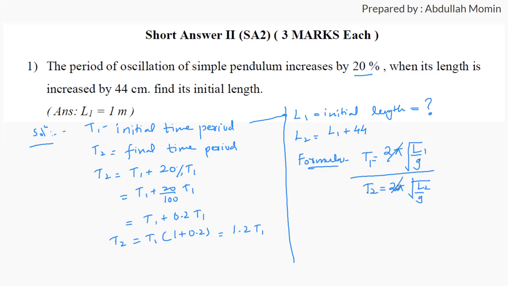Dividing these two equations, 2 pi gets cancelled, g gets cancelled. So T1 by T2 is equal to root L1 by L2. So instead of T2 we will write 1.2 T1. So T1 upon 1.2 T1 is equal to root L1 upon, instead of L2 we will write L1 plus 44.